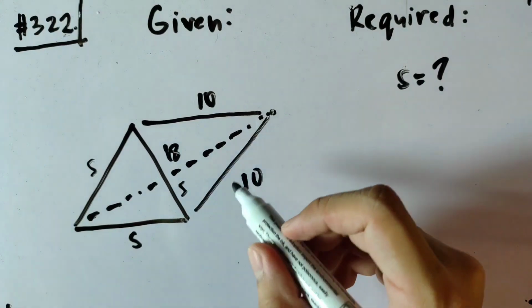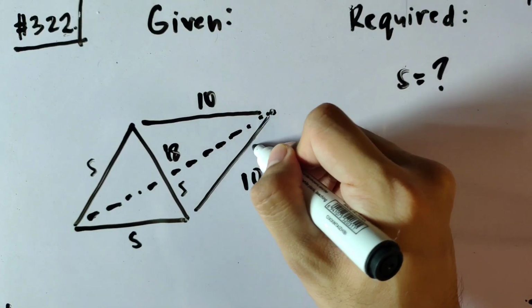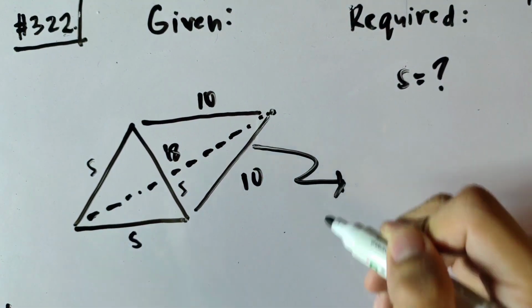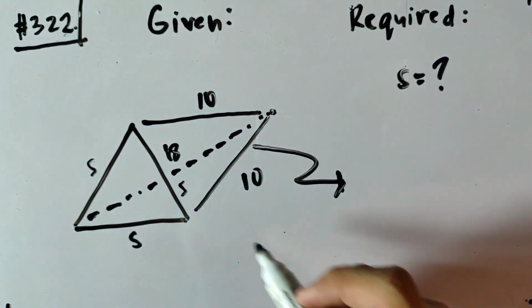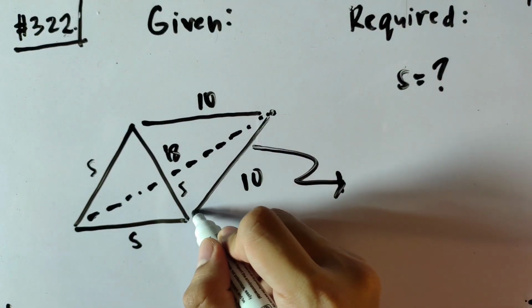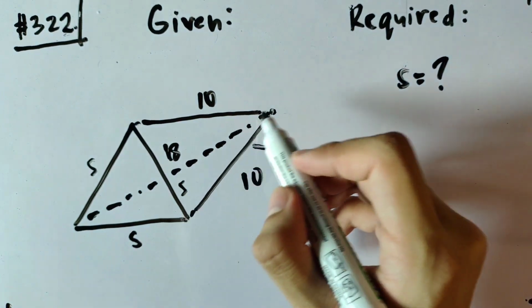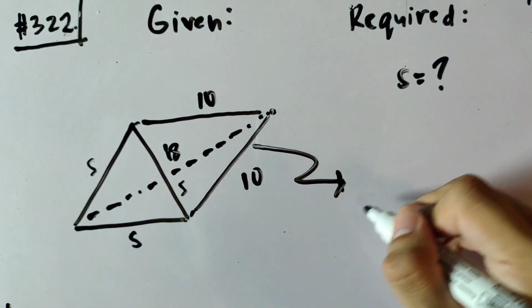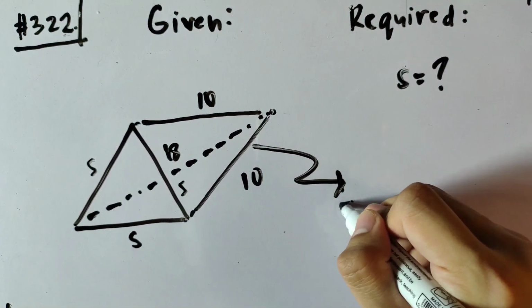So mula dito, pwede natin kunin ito na triangle. Kasi mas madami siyang given. Mas madami tayong values na alam. I-consider natin yung dalawang vertices ng triangle natin. Tapos yung point outside it. So magkakaroon tayo ng isa pang triangle.